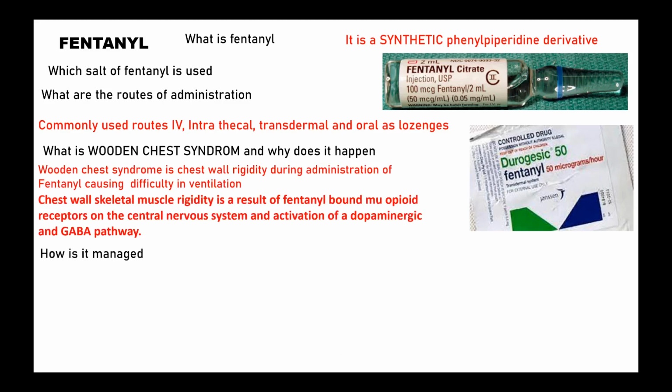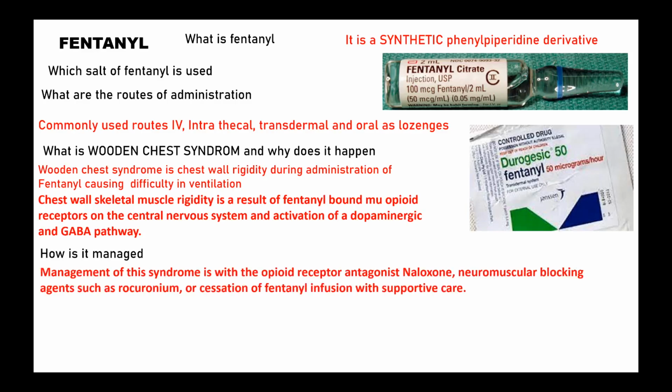How is it managed? Supposing wooden chest syndrome happens, how should it be managed? Give fentanyl slowly, sir, if you're giving high doses. The opioid receptor antagonist naloxone, or neuromuscular blocking agents such as vecuronium, cessation of fentanyl infusion, or supportive care.